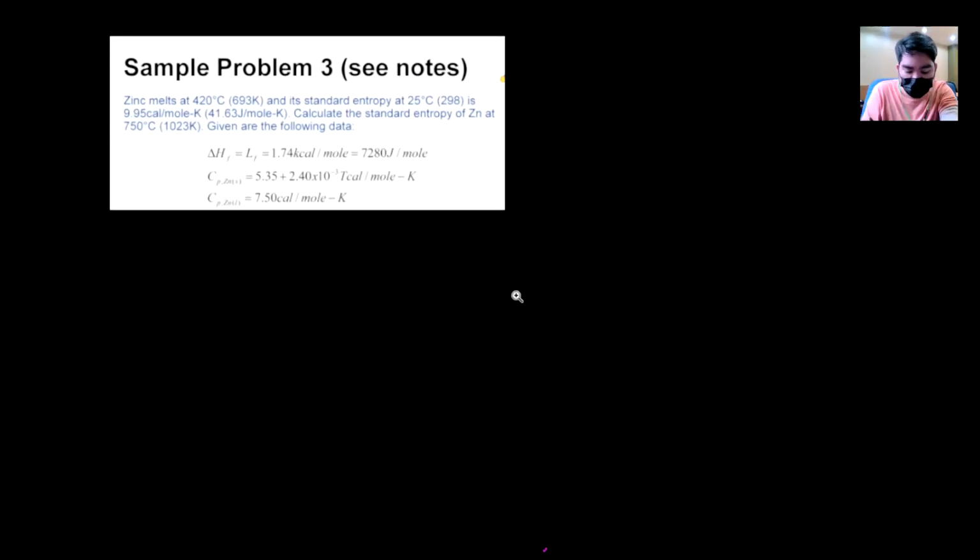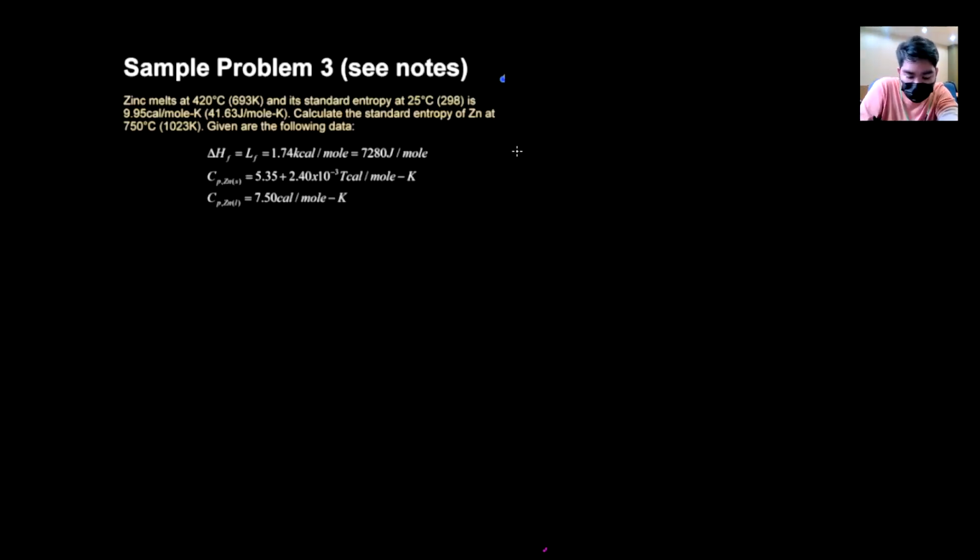Okay, so we have a sample problem. Zinc melts at a temperature of 420 degrees Celsius, or 693 Kelvin, and its standard entropy at 25 degrees Celsius, 298 Kelvin, is 9.95 calories per mole Kelvin. We need to calculate the standard entropy of zinc at an elevated temperature of 1023 Kelvin.